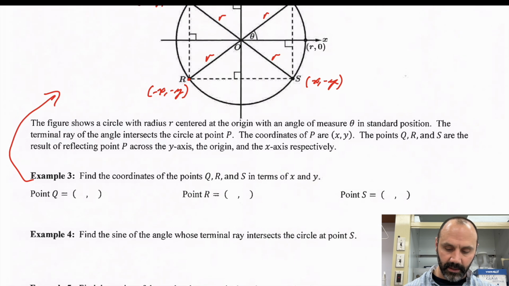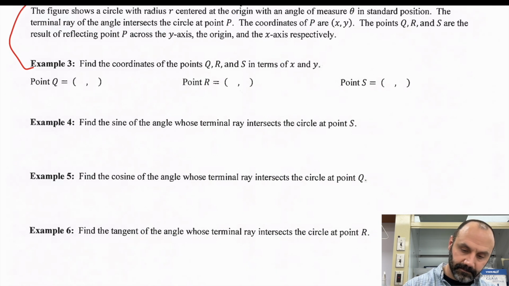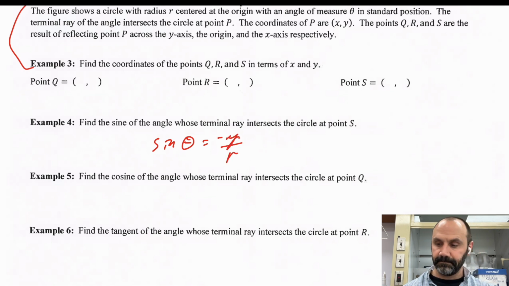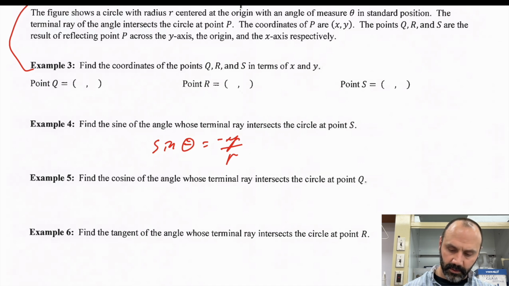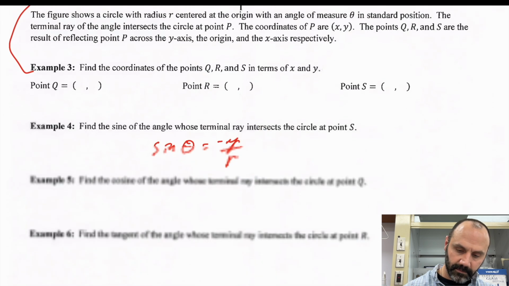Example 4, find sine of the angle whose terminal ray intersects at point S. Okay, point S is over here. And I want to find sine. So sine is going to be negative y over r. So sine of angle theta, whatever that angle is, is negative y over r. Cosine of theta, cosine is, again, the adjacent over the hypotenuse. So that's negative x over r.